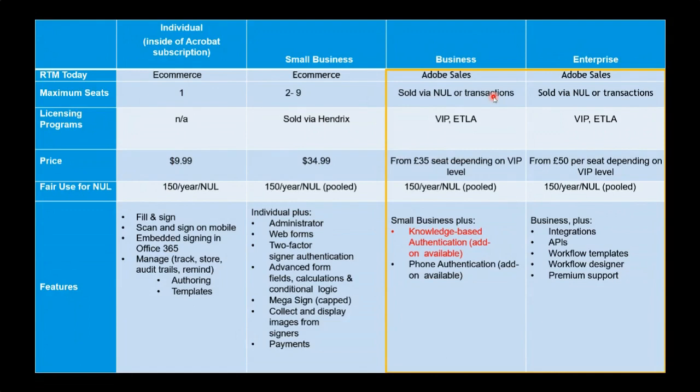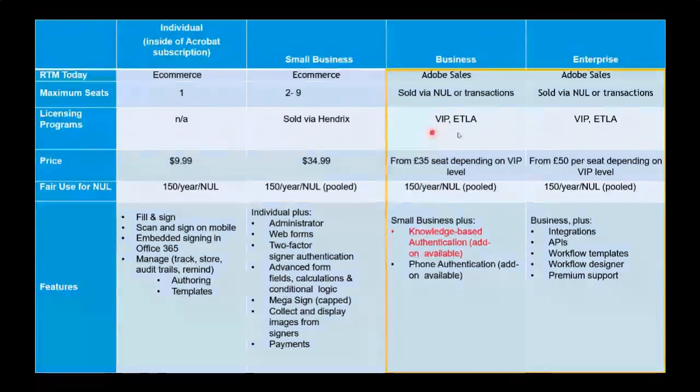So named user licenses, as it says on the tin, we're licensing a person. Versus a transaction, where we're just buying a pot of transactions. And a transaction is when you send a contract, for example, for signature. That would count as one transaction. A named user gets 150 transactions each, which I'll come on to in a moment.